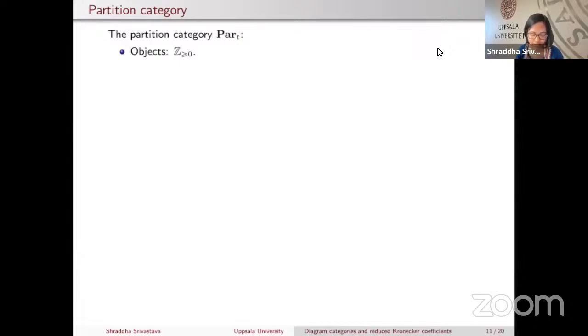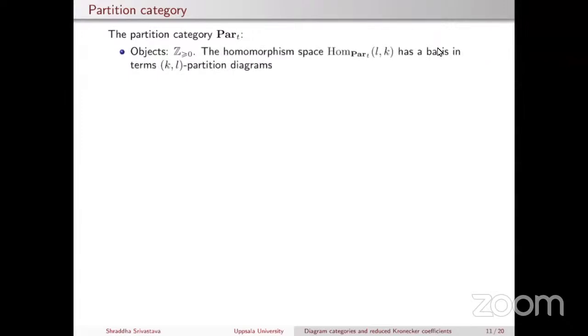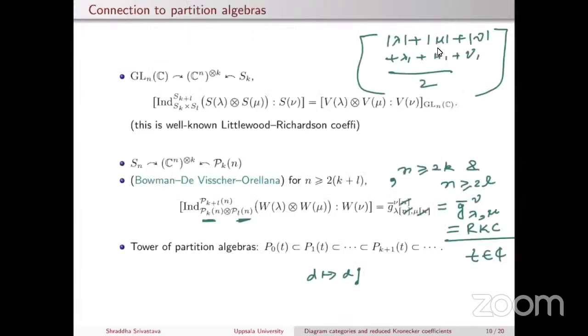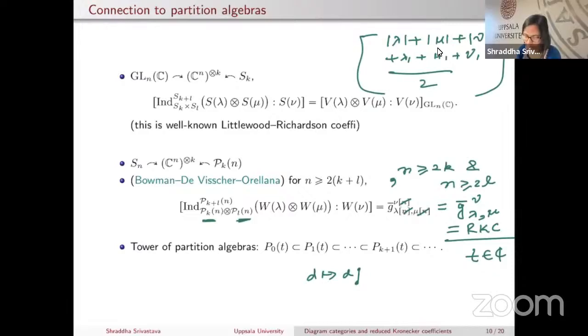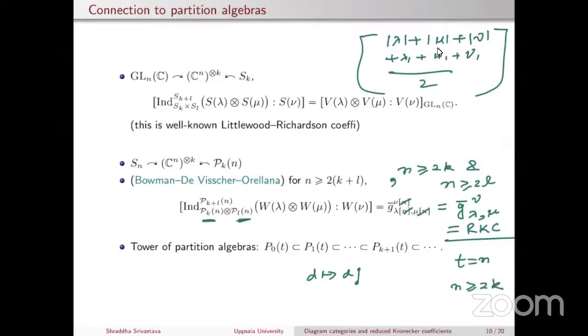A partition category has objects given by non-negative integers. I didn't understand that last comment. Could you repeat it, please? When you are fixing t and varying k, therefore? Yes, I'm fixing t and varying k. Let's say, to be precise, t equals n, some fixed non-negative integer. Then the semi-simple condition is that n should take a value which is not an integer, and then it will be all right.